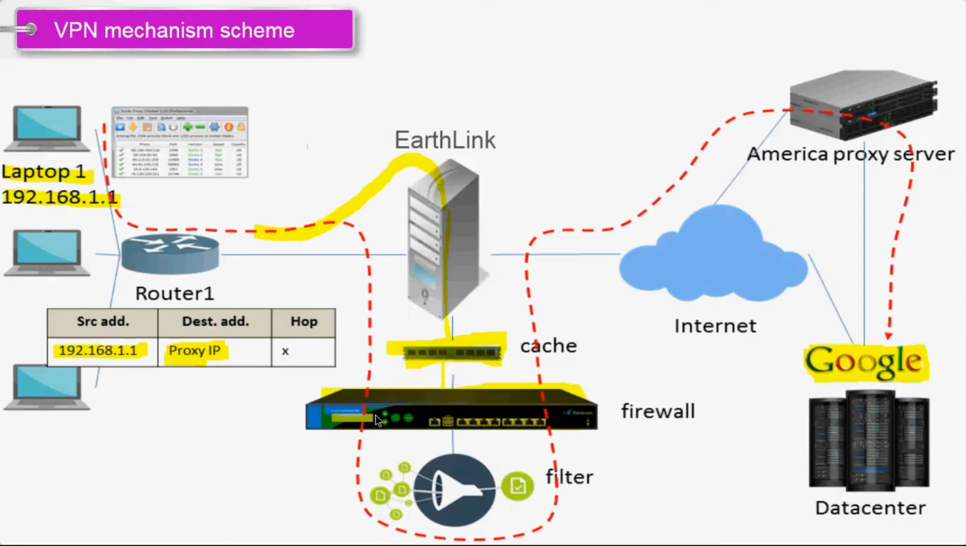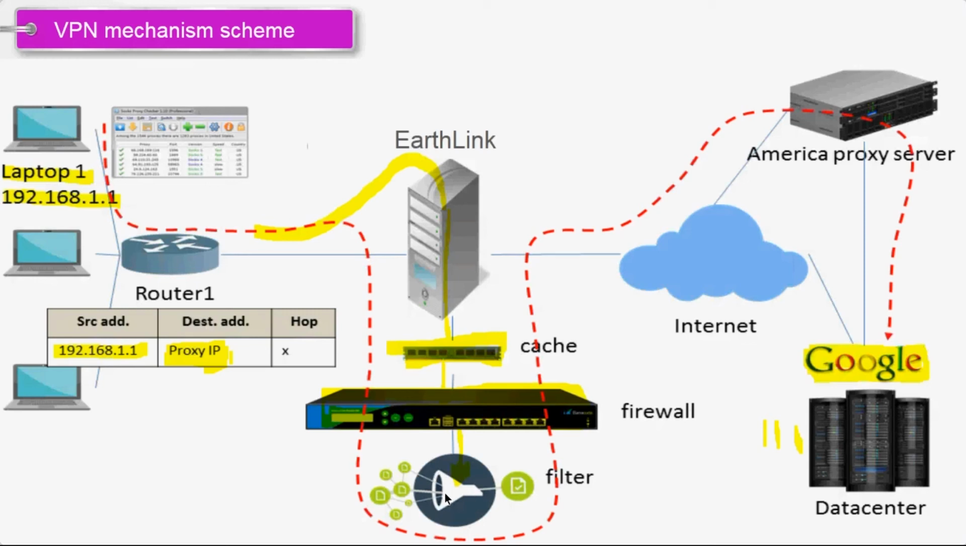In the firewall, it will check the destination address. If it is 111, it will not be allowed. But it is not 111, it is a proxy IP. So, because it's a proxy IP, it will be allowed to go to the next stage, to the filter server.